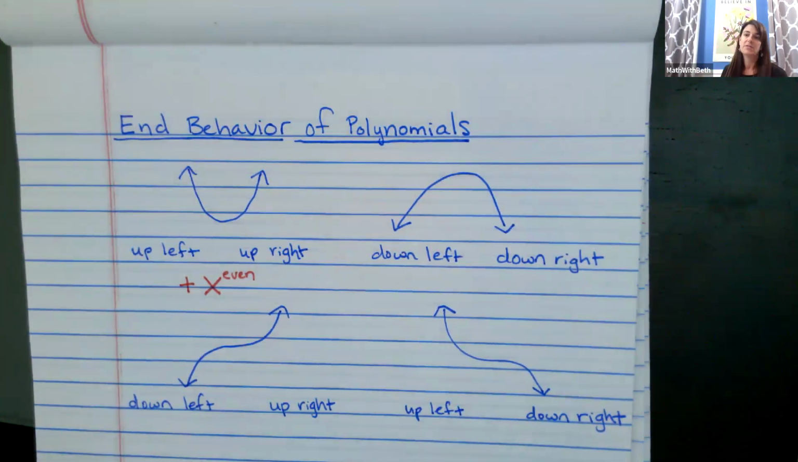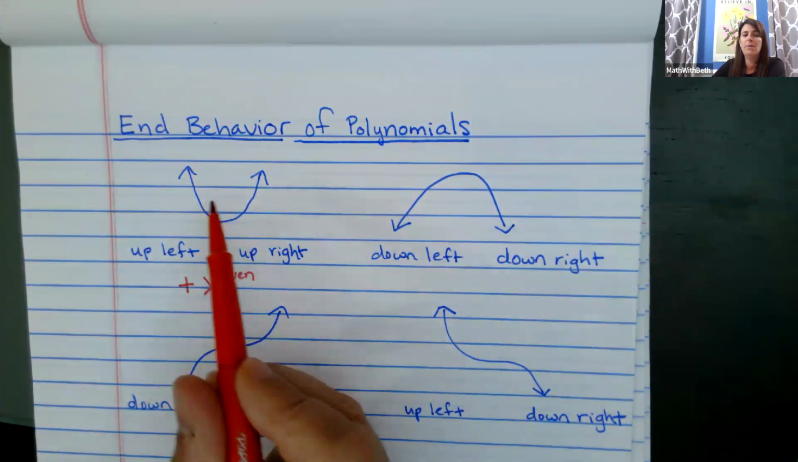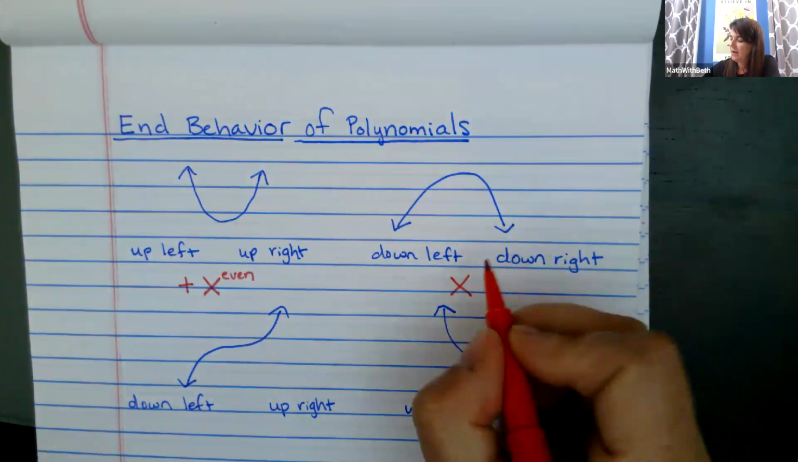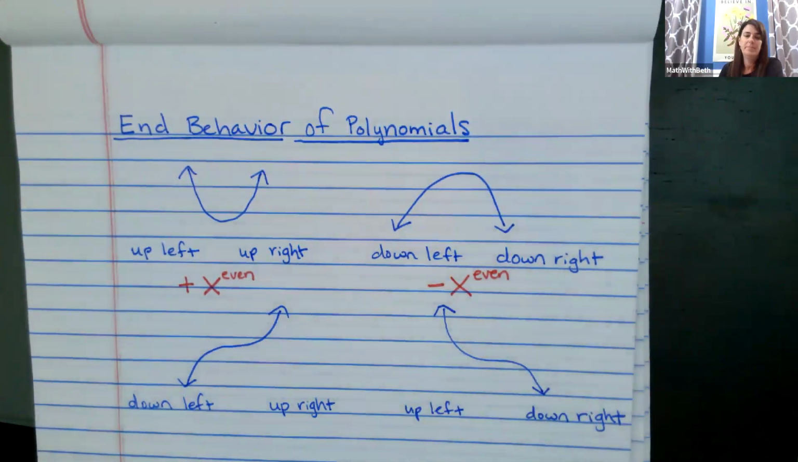There are some ways that people get tricked when the polynomial is not written in the correct order or if it's in factored form. So it's not just as easy as this. Make sure you watch when I go over the examples. But that is the gist: if it's an even power with a positive, it'll go up to the left and up to the right. So when would it go down and down? Same thing, even, but this time negative.